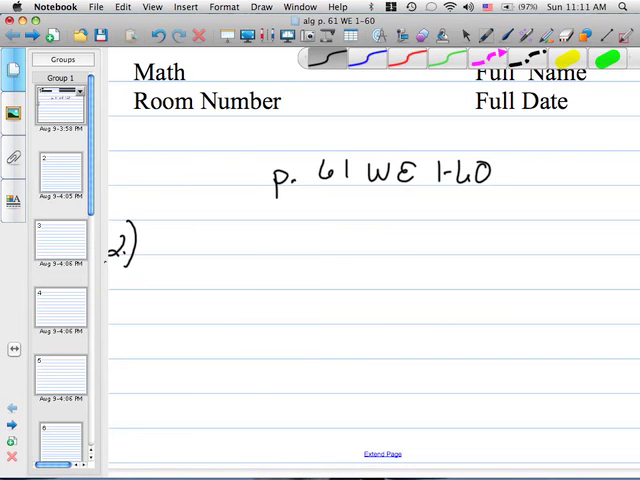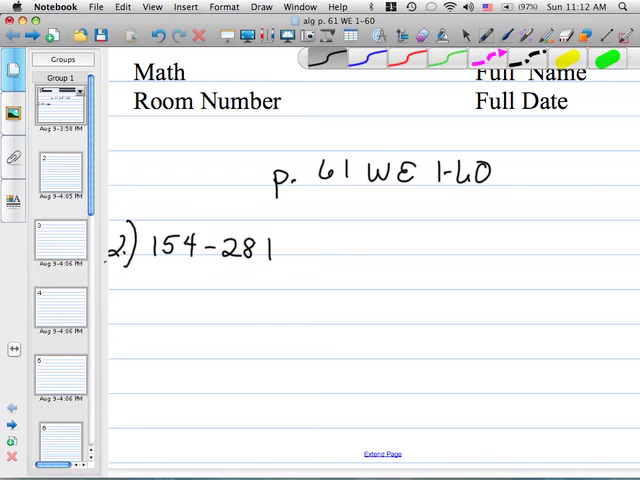Ready to do the assignment, so you need to get your paper out. You have your full heading, math room number, full name, full date. Skip a line. The full title is page 61, written 1 to 60. And we're doing the evens.